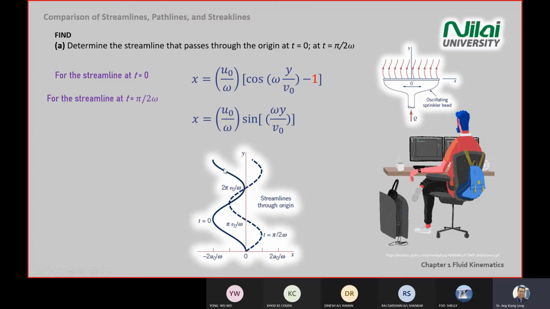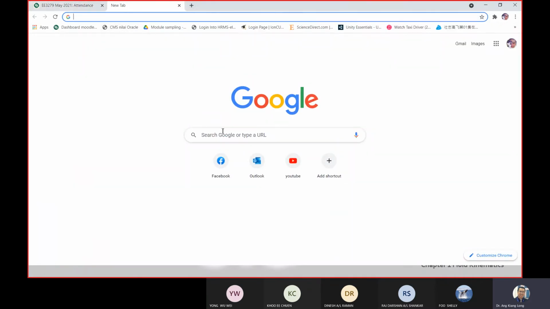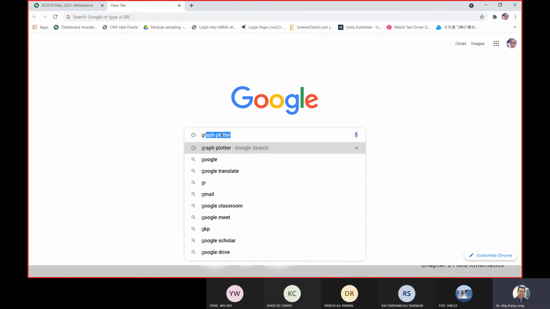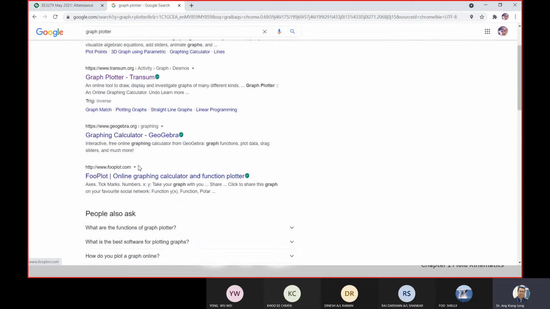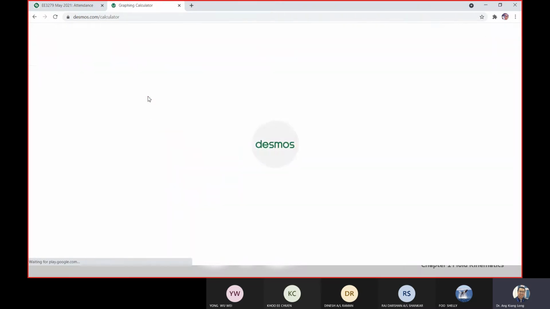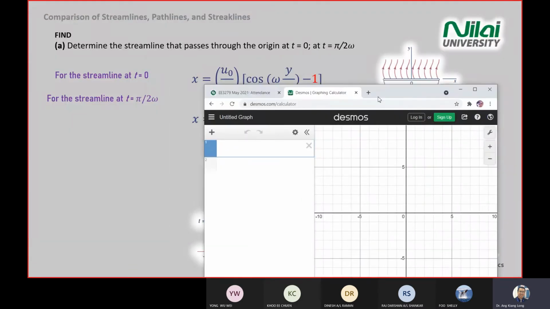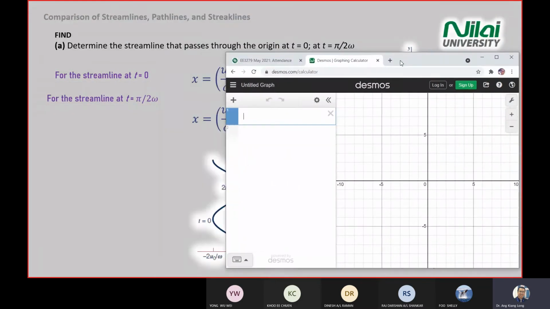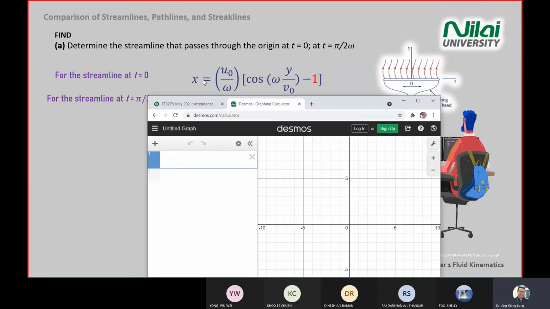Okay, so how do you plot this kind of graph in the plotter? I'm going to demonstrate to you, or you can follow along if you want. You just go to Google and type graph plotter. You can choose any link that you're familiar with, but usually I choose the first or the second one. So I go to the Desmos calculator, and maybe I put it side by side, so that you can see it. The first equation is x equal to a constant value times cos of something, right?